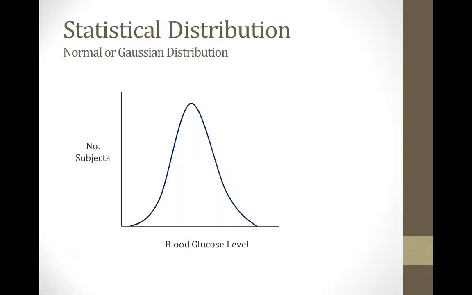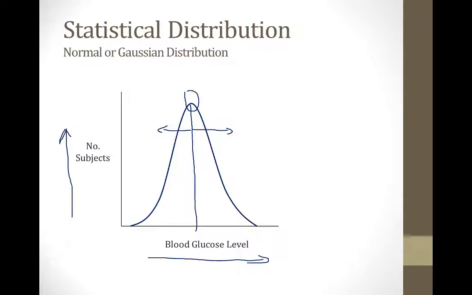And if we plotted the blood glucose level on the x-axis and the number of subjects that had each level of blood glucose on the y-axis, we would get something that looks like this. There'd be some number in the middle here that was very common. A lot of people had this number in the middle. And as you went above it this way or below it that way, you would find fewer and fewer subjects had each measurement until you got down to some number that nobody had on either side.